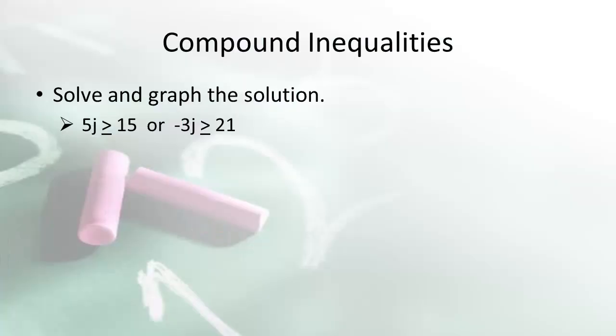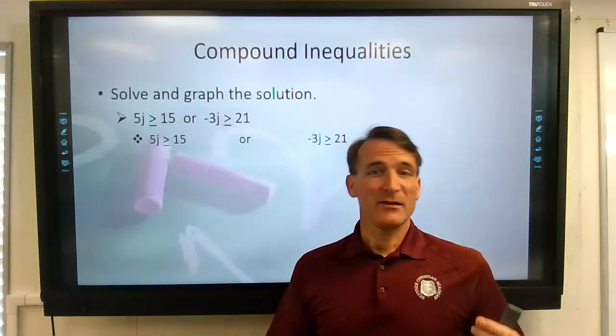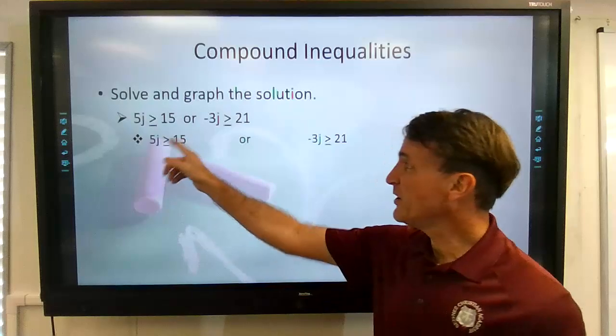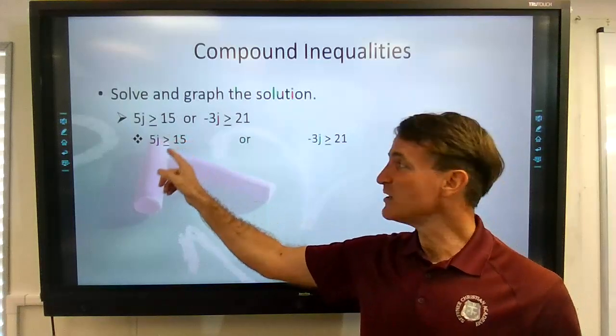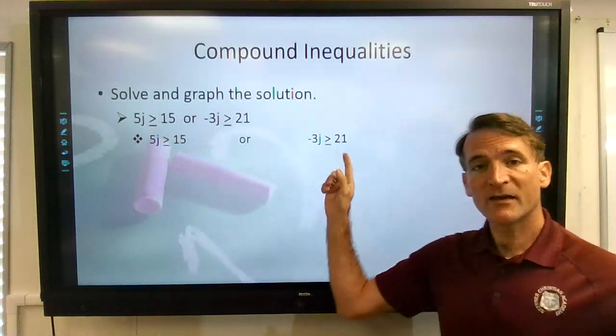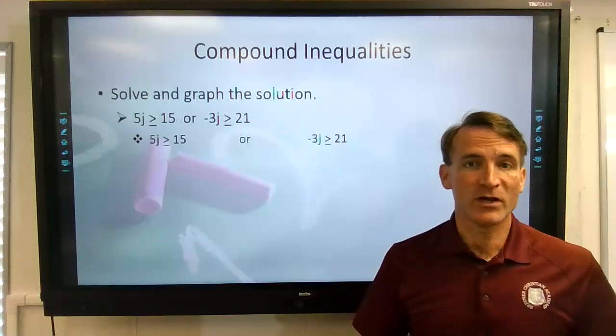Try solving this equation. We have 5j is greater than or equal to 15, or -3j is greater than or equal to 21. Now in this particular case, I do have the two equations. I went ahead and rewrote them separately. I do not need to add or subtract anything to either side in this particular case. I can go straight to my division. So over here, I'm going to divide both sides by 5 to give me j is greater than or equal to 3. Over on this side, I've got to divide both sides by -3.